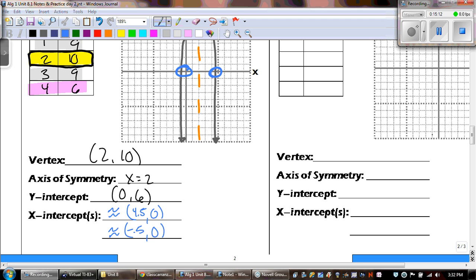So those are the points that I got. Vertex is 2, 10, you already knew that. The axis of symmetry, we steal the x point. The y-intercept is 0, 6. And then we got 4.5 and negative 0.5 for our x-intercepts. Okay.